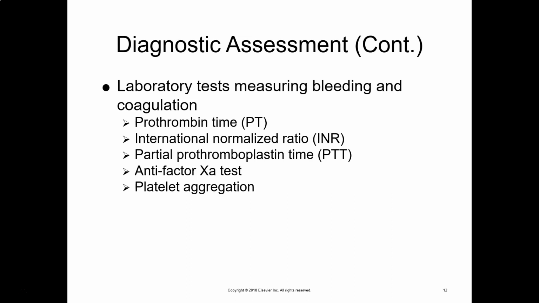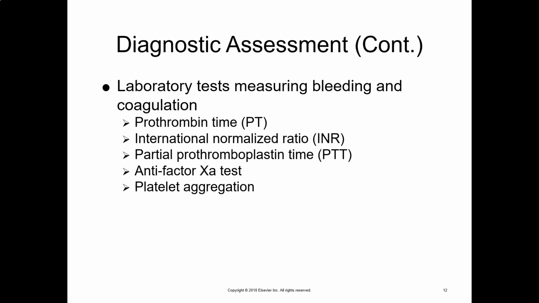Okay, they also will give factor 10A when you have someone who is bleeding, to help with that clotting. Okay, they'll give the 10A, not the anti. All right.